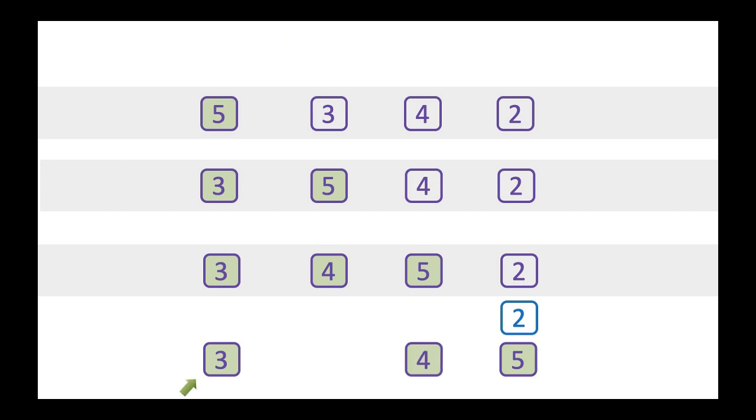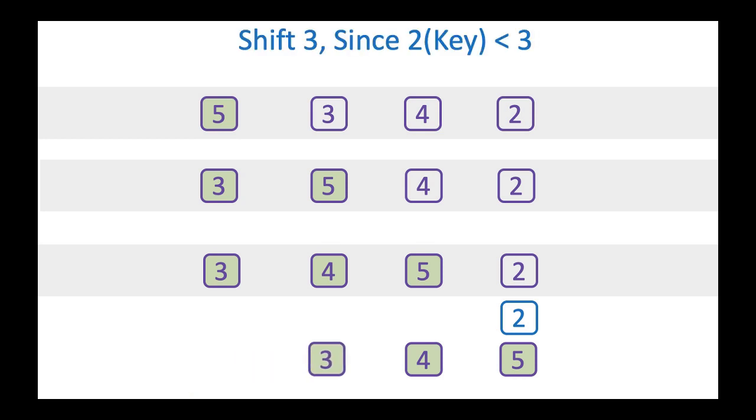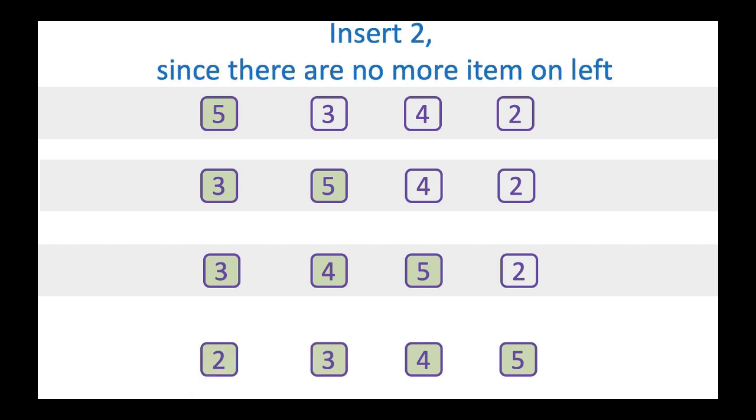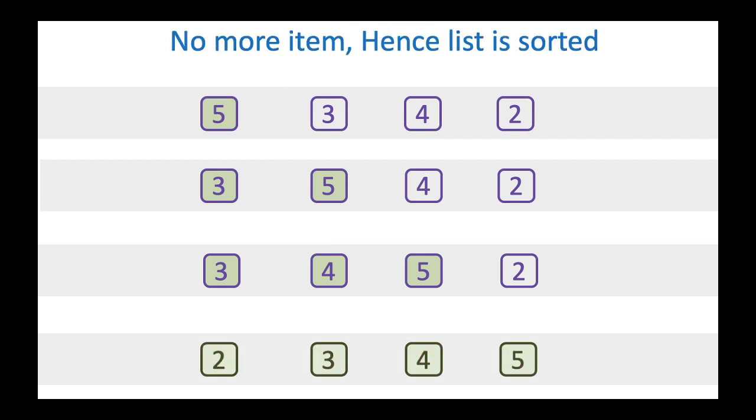We repeat the same for the next element in the list, which is 3. Since 3 is also greater than 2, we shift 3. Since there are no more elements to compare, we insert 2 at the very first place in the list. Then we check if there are any more elements in the list. Since we have exhausted all the elements, this marks the list as sorted. So the final result of this unsorted list turned into a sorted list is 2, 3, 4, 5, which you can see is sorted.